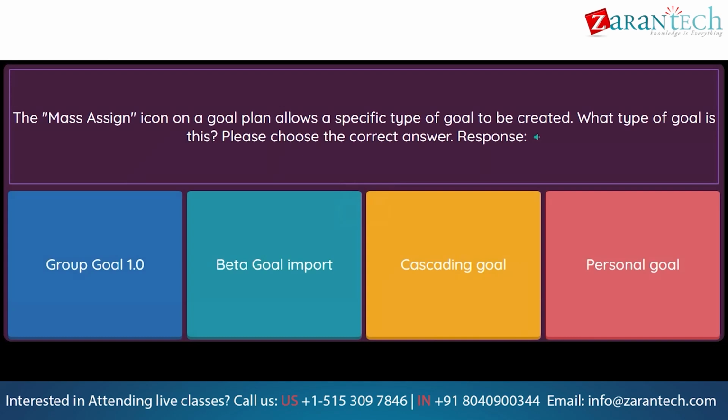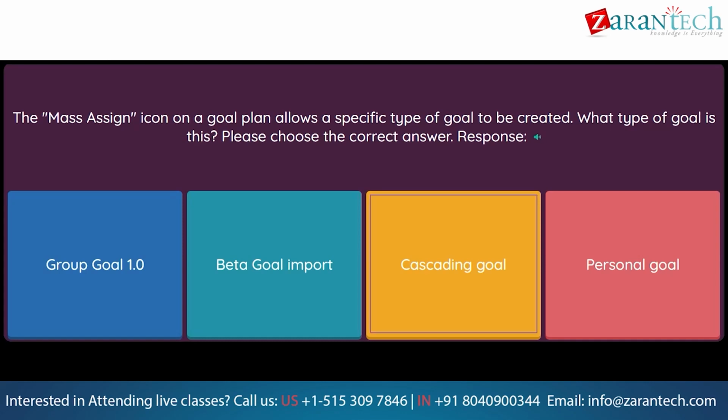Question: the mass assign icon on a goal plan allows a specific type of goal to be created. What type of goal is this? Please choose the correct answer. Response: Option 1, Group Goal 1.0. Option 2, Beta Goal Import. Option 3, Cascading Goal. Option 4, Personal Goal.